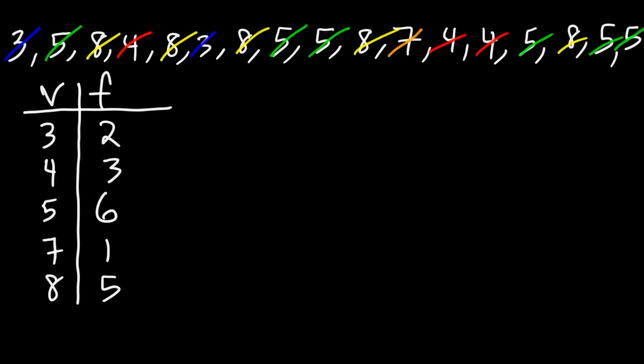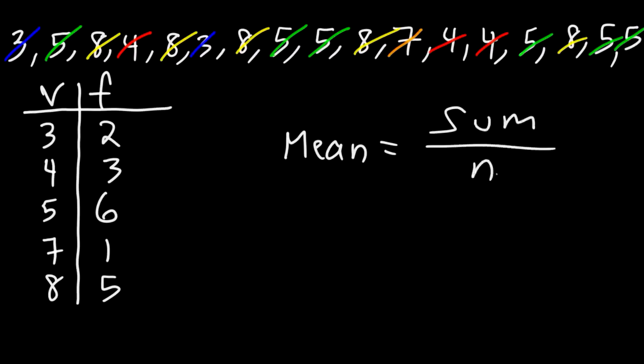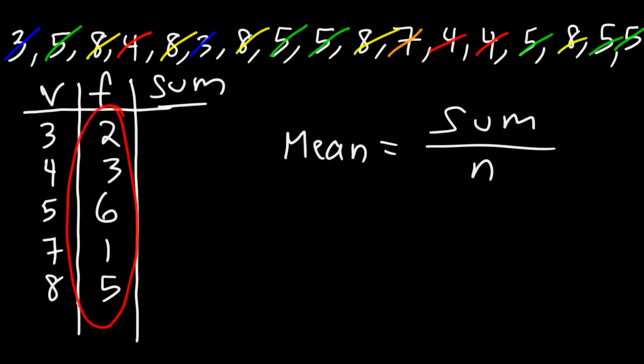Now what about the mean, the average? How can we calculate the mean in this example? The mean is basically the sum of all the numbers divided by the number of data items in our set. To get our n value, what we need to do is add up all the numbers in the frequency column.